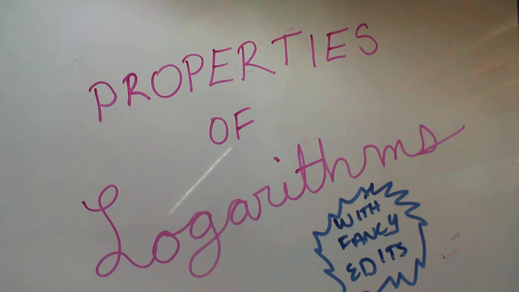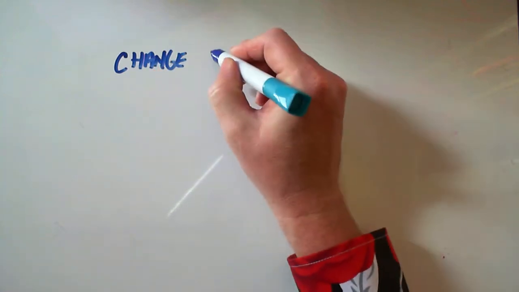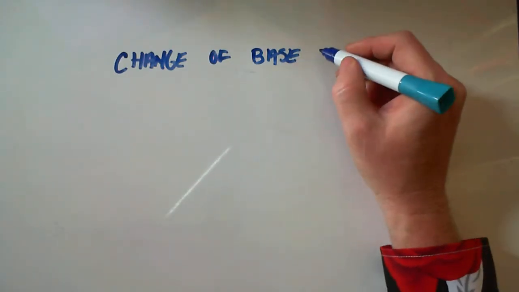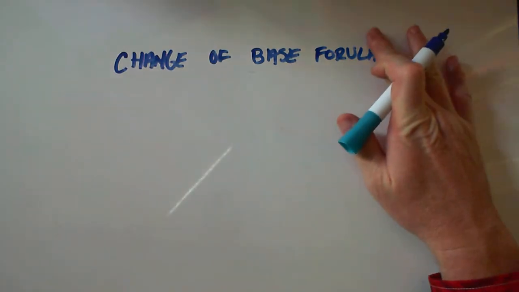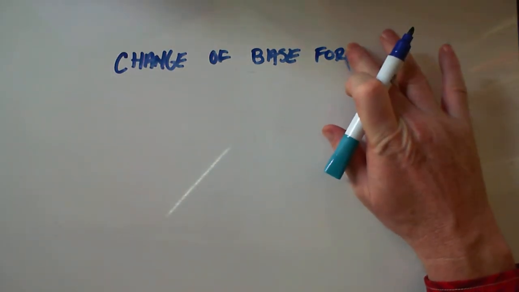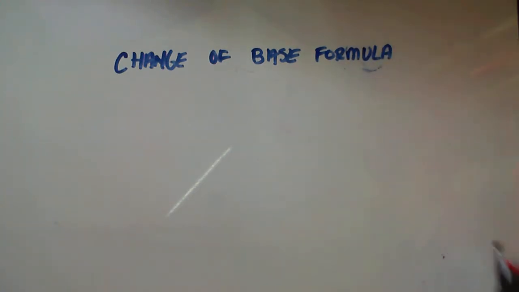In this video, we will be looking at properties of logarithms. So the first thing that we're going to look at is called the change of base formula. And the change of base formula is going to be very important to those of you that do not have a TI-84 calculator. Because if you only have a TI-83, as we mentioned earlier, you are only able to work in base 10 and base e in your logarithms.